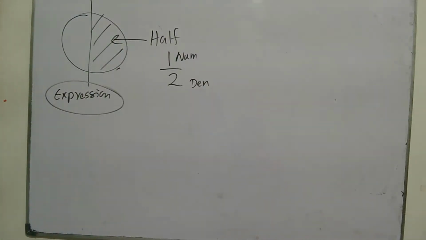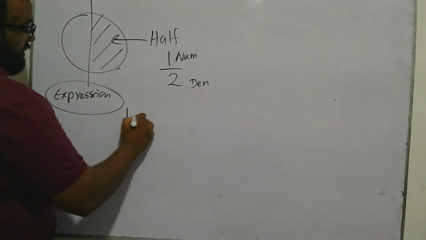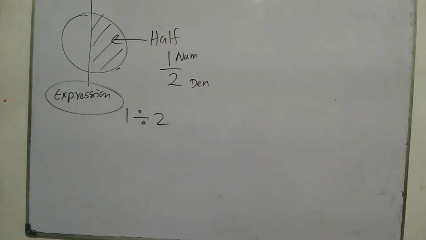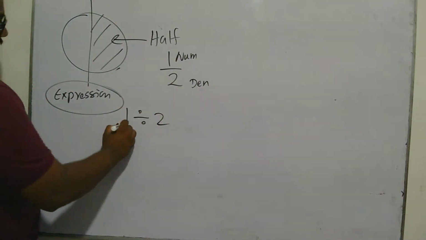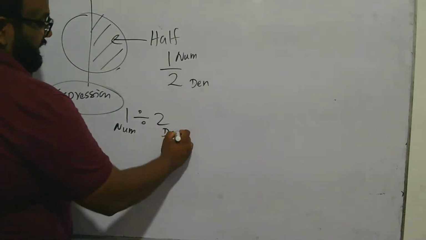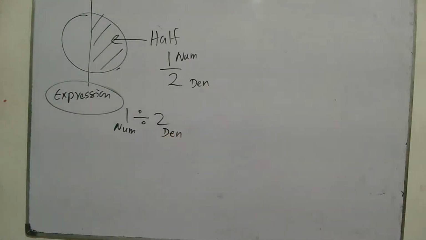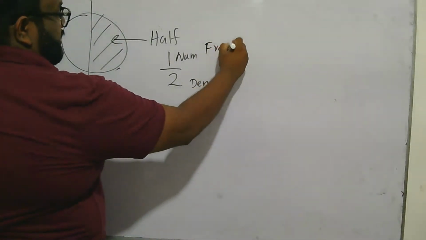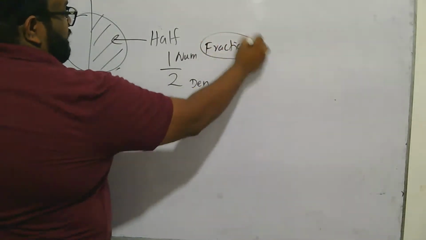1 over 2? This is like 1 being divided by 2. Again remember that the number in the front is written as the numerator, the number behind is written as the what? Denominator. Further moving forward, this is our fractional representation, this is our fraction.